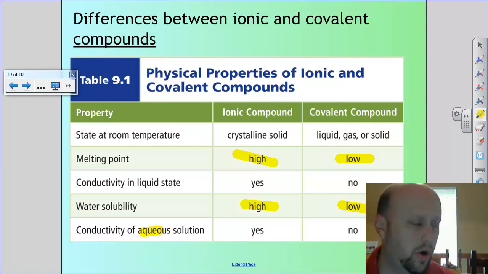So hopefully that cleared up how to do the bonding and all that for ionic compounds. For the next unit, we're going to talk about covalent compounds, and you'll really see the difference between the actual bonding. But this table, you need to know, it's going to be on the test. This is the difference between the compounds themselves.